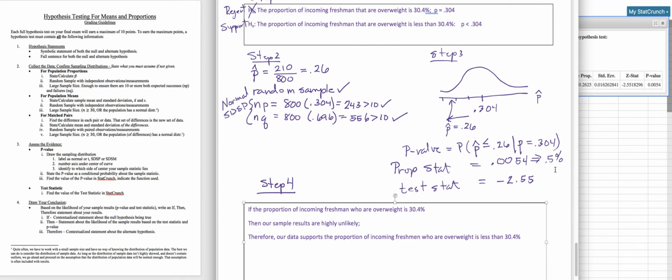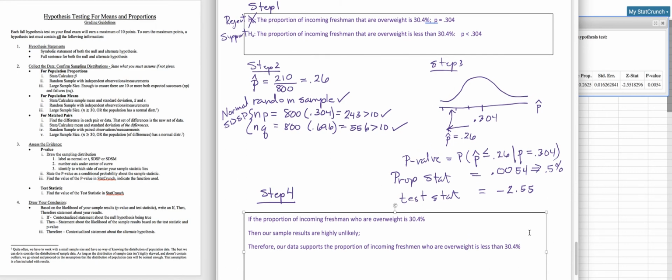How did I get that? Because the probability of them occurring is so tiny, because our sample result is so far from center, more than 2.5 standard deviations from center. Therefore, we're rejecting H0, we're supporting HA. We would say our data supports the proportion of incoming freshmen who are overweight is less than 30.4%.